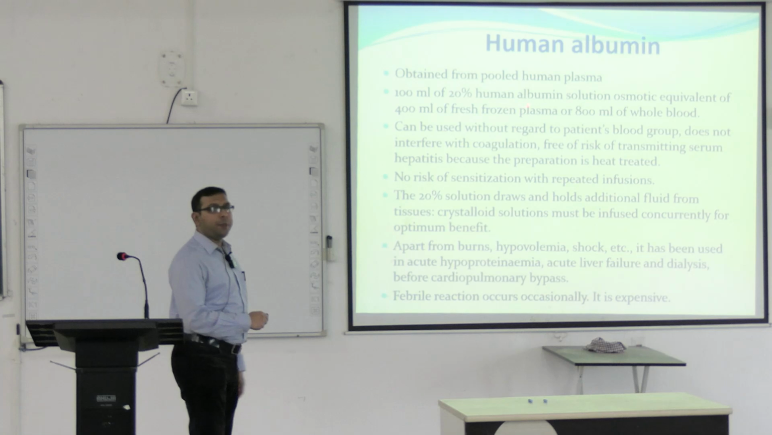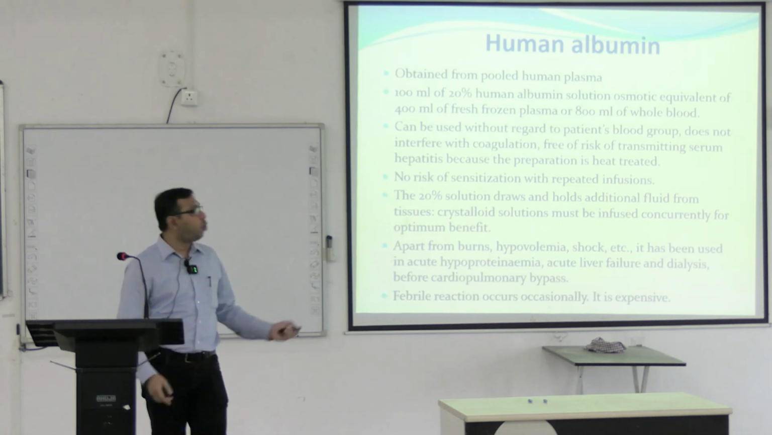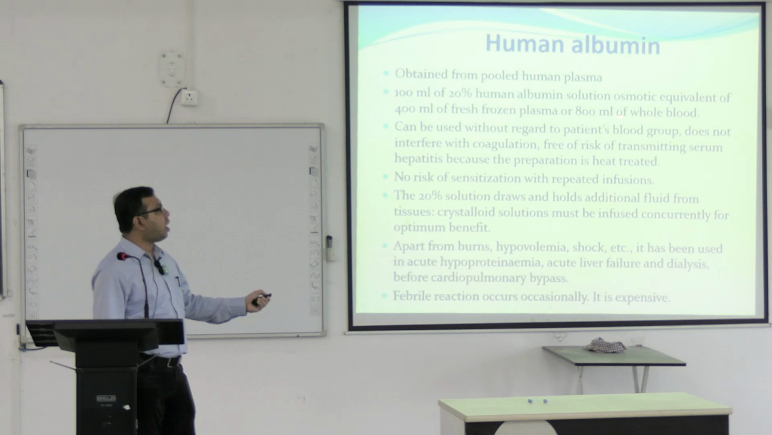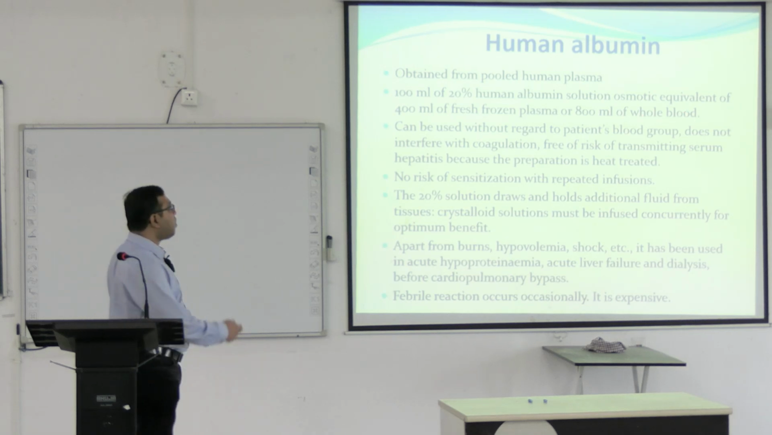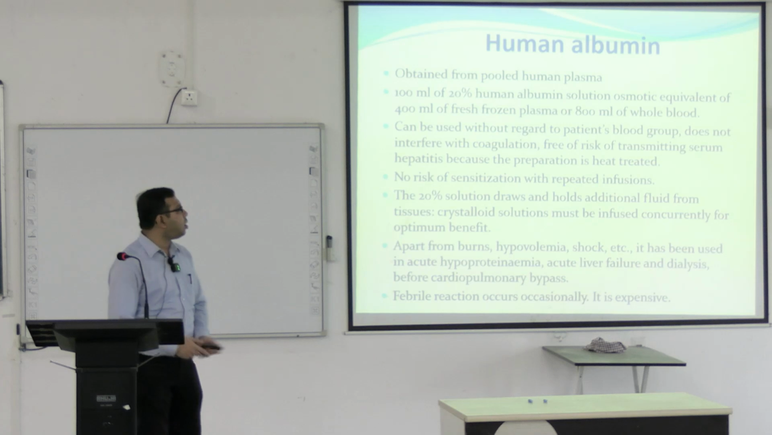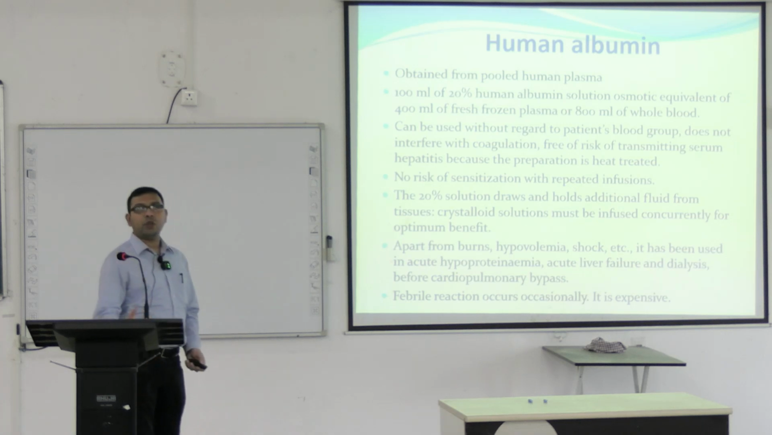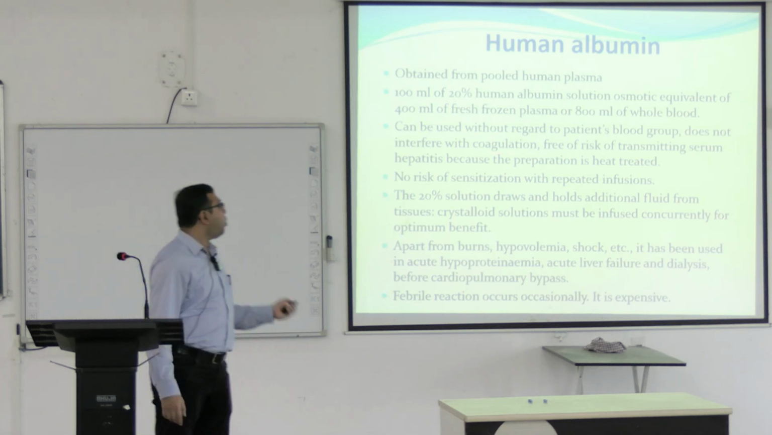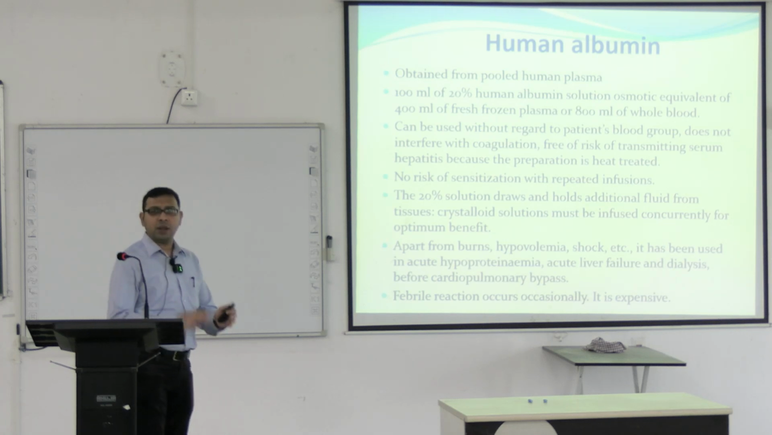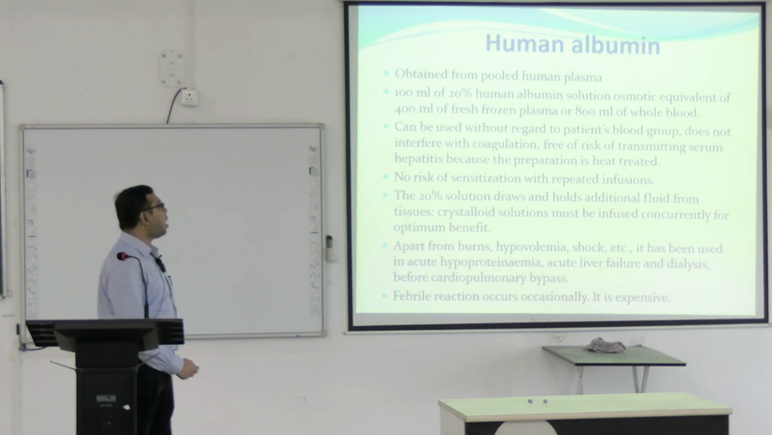100 ml of the 20% human albumin solution is osmotically equivalent to 400 ml of fresh frozen plasma or 800 ml of whole blood. So this is the equation. So when we need 800 ml of whole blood or 400 ml of fresh frozen plasma, and blood is not available, we can give this 100 ml of 20% human albumin solution, just as a replacement for the time being.